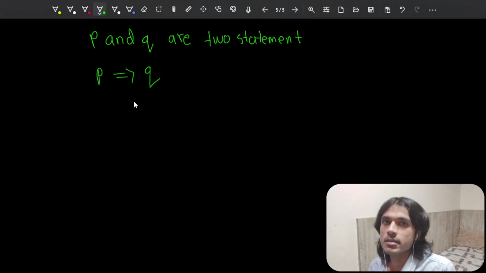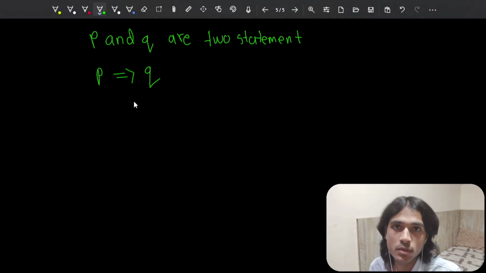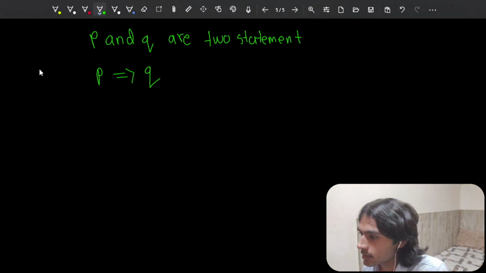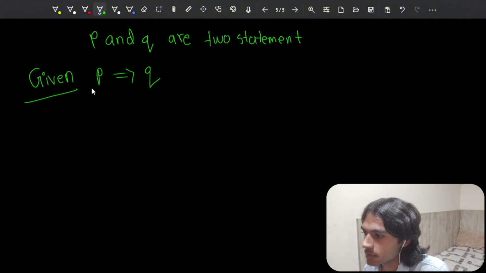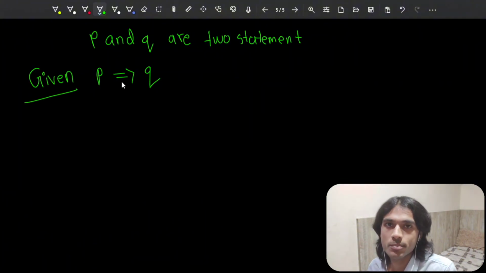Now when I say P implies Q, what does that mean? That simply means that if statement P is true, then that will imply that Q is also true. So if somehow I'm doing a problem and I got the result that P is true, that means I don't have to individually check the correctness of Q. Because P implies Q is given to us, so we are not assuming anything. It is given to us that P is a statement and P implies Q.